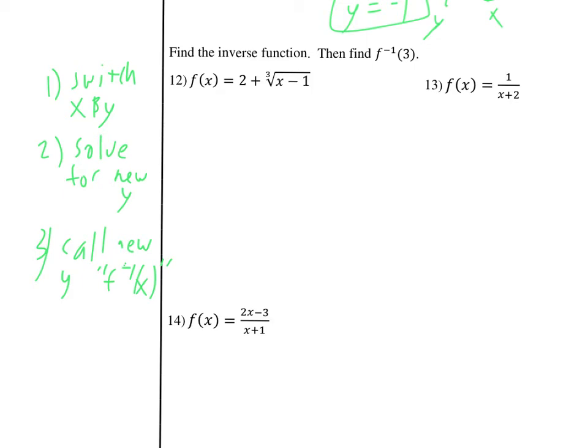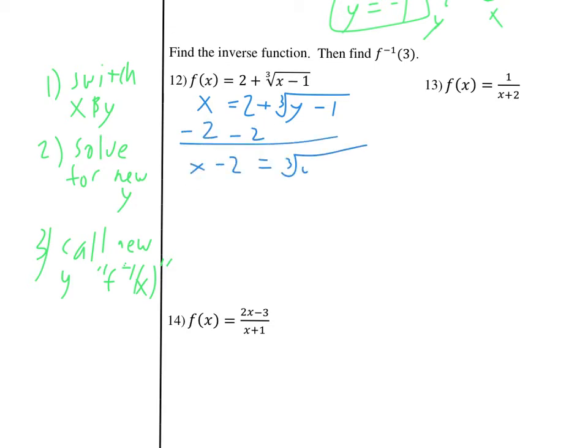All right, none of these really have a y, so we're really going to be switching f of x and x. And so here's what I'm going to do. I'm going to call this one x, and then 2 plus the cube root of y minus 1. So that is me switching x and y there. And now I'm going to solve for the new y. So I'm going to isolate the new y. I'm going to subtract 2 on each side. So I get x minus 2 equals the cube root of y minus 1.